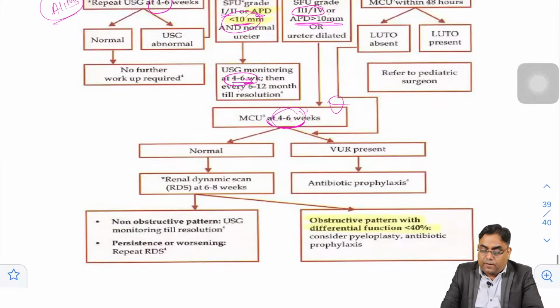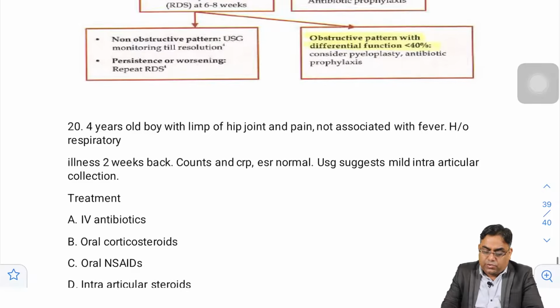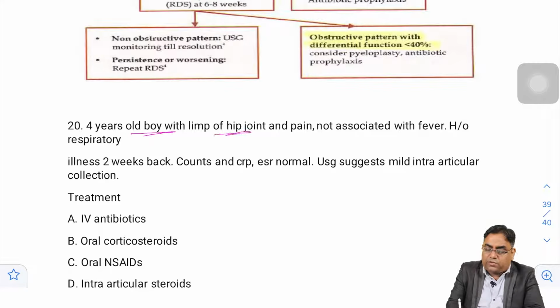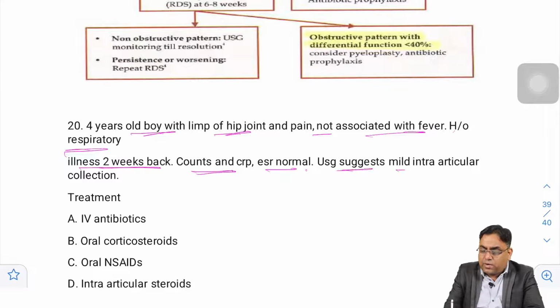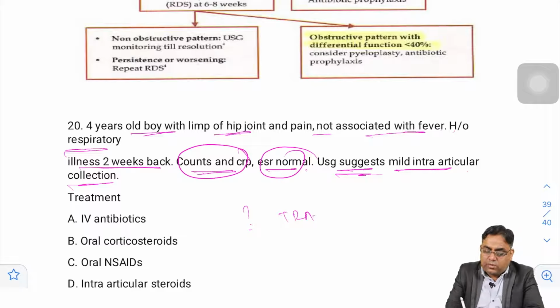Okay. Now, moving to the next question. A 3-year-old boy with limp of hip joint and pain, not associated with fever. History of respiratory illness 2 weeks back. Counts, CRP and ESR are normal. USG suggestive of mild intra-articular collection. What is the treatment? So, what is the diagnosis? It is transient, because there is a previous history of respiratory tract infection, but the CRP and ESR are normal. USG shows mild intra-articular collection. So, the diagnosis is transient synovitis.